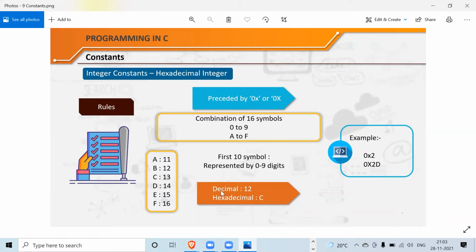Okay, so let's say in decimal system you have the number 12. You want to write that number in what system?